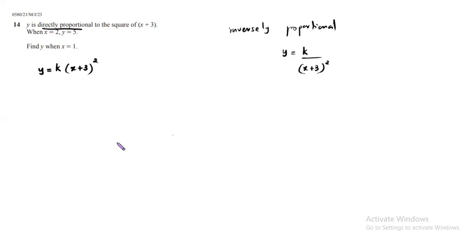Now, after that step, everything else is going to be the same. The values of x and y are given to you. You replace the values of x and y with this 2 and 5.